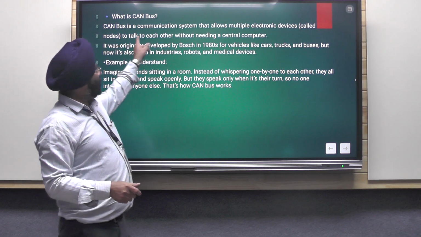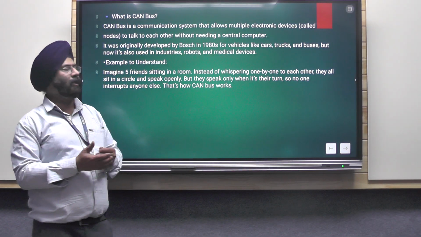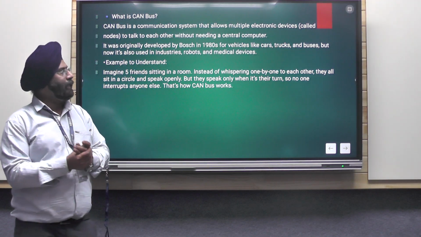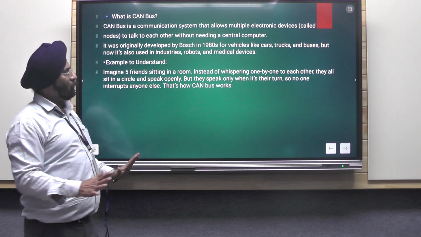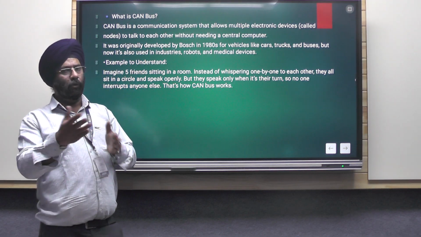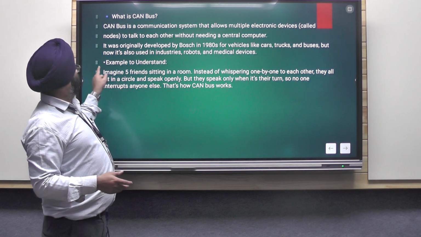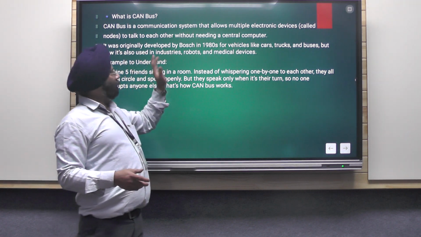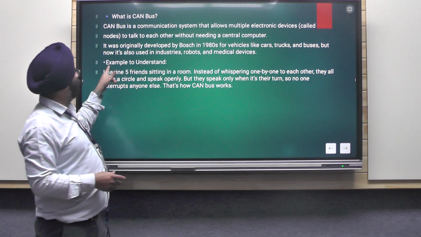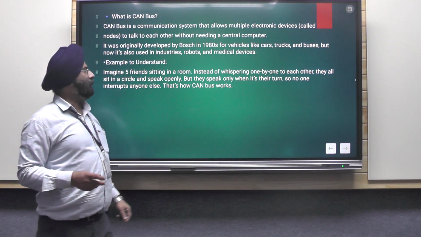So this is a communication system that allows multiple electronic devices, called nodes, to talk to each other without needing a central computer. It means all those devices, one node to the other node, communicate with each other. It was originally developed by Bosch in 1980 for vehicles like cars, trucks and buses, but now it is also used in industries, robots and medical devices.